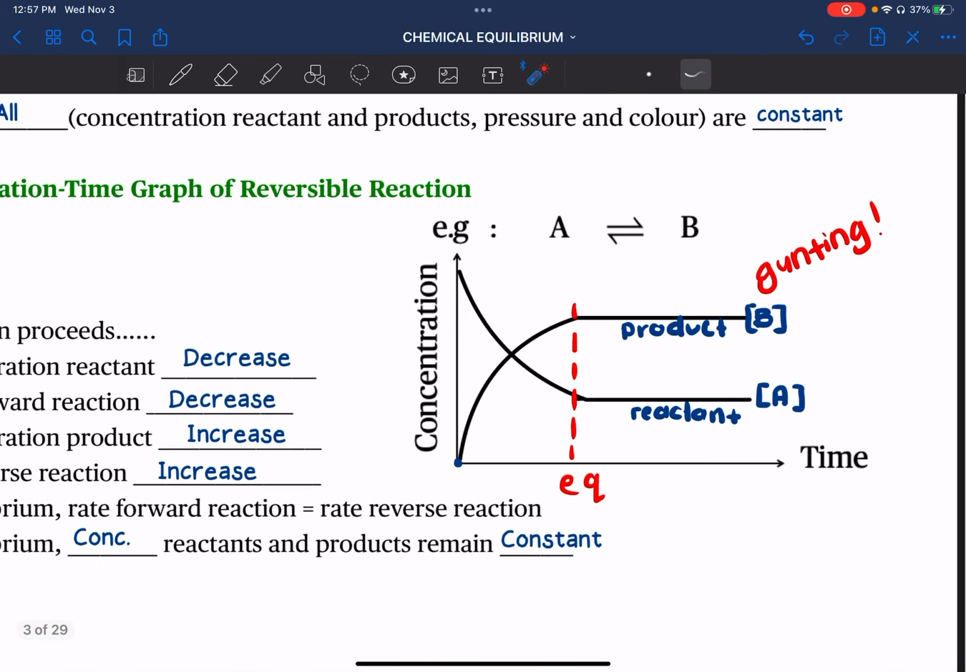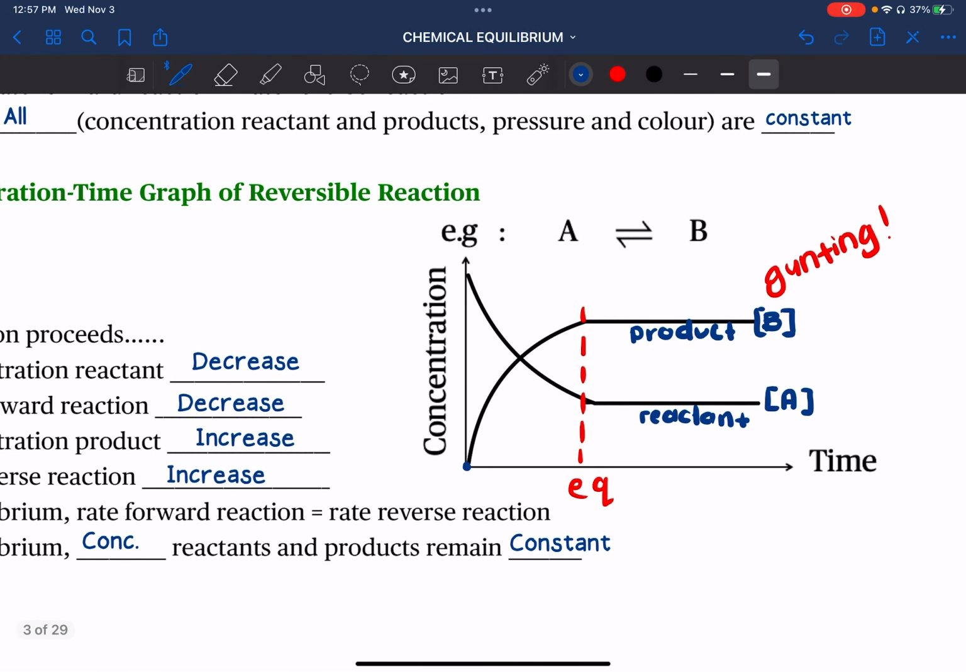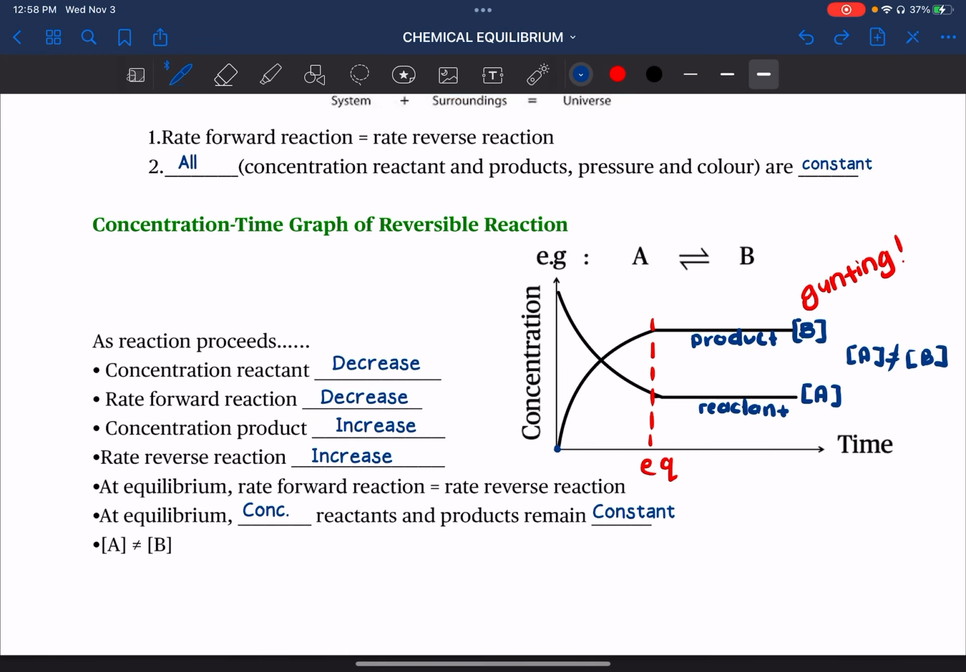Even though the concentration is constant, concentration A is not the same as concentration of B. Tengok graf pun tahu, the concentration is different. Okay, so that is the graph of concentration versus time. So if you are asked to draw ataupun to sketch the graph, the graph should be the scissor graph. Okay, so how to explain this situation?